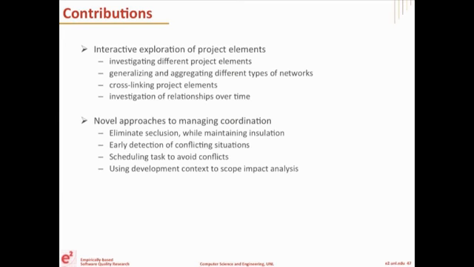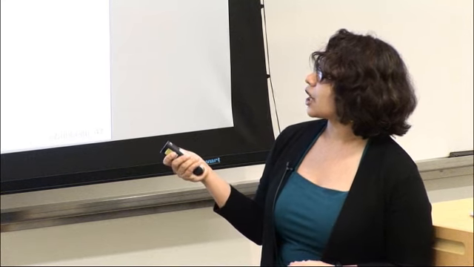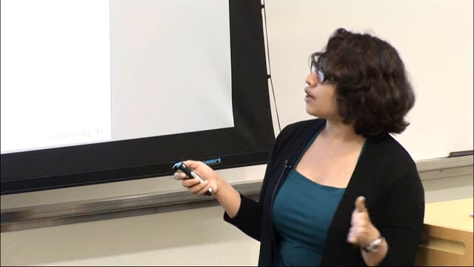So to summarize and to conclude, what I have shown you is that there are dependencies, and it's hard to understand what these dependencies are. So here is a set of tools that let you explore these dependencies through Tesseract, which looks at different project elements and aggregates these different types of relationships as networks. They're cross-linking, and you can look at them over time.